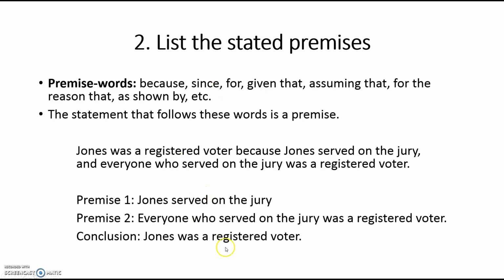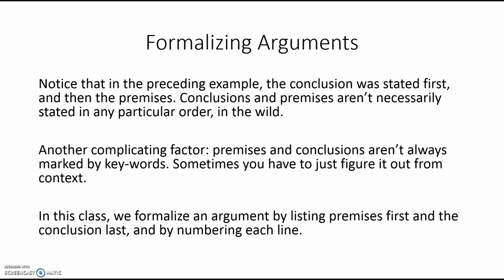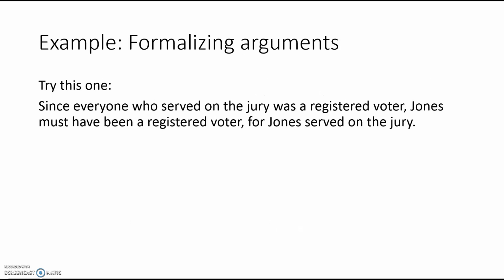And the conclusion, notice, was the statement that came first in this passage. In the wild, friends, conclusions can be stated at the beginning of a passage, before the premises, in the middle, in between the premises, or at the end. You have to sort out, based on context and keywords, what the premises are and what the conclusion is. Sometimes there's not going to be keywords and you just have to use context. In this class, when we formalize an argument, we list the premises first and the conclusion last, and we number each line. That's what we're going for.